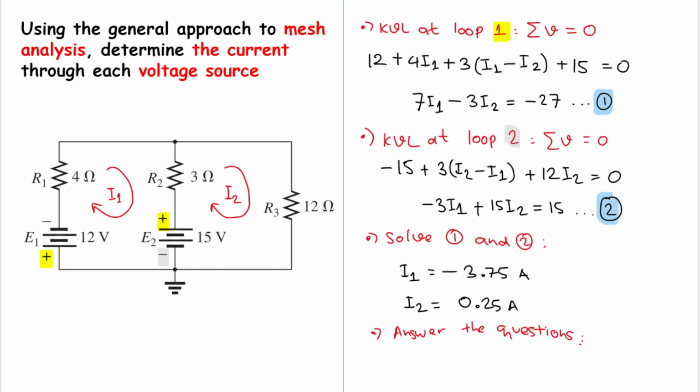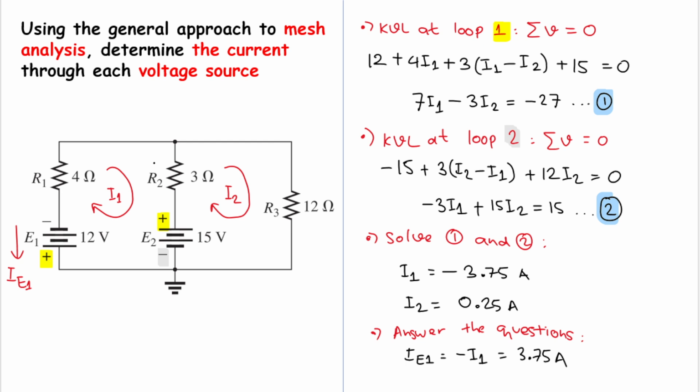The current through each voltage source. So we will have this current here, which I will name I that passes through E1, right? Because we know that I1 here is minus 3.75, so the actual current is in the opposite direction. This is going up, so the actual current is going down. So the current that passes through the battery E1 will be minus I1, and that will be 3.75 ampere.